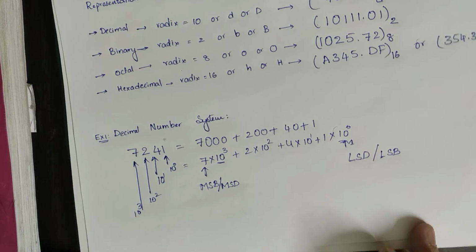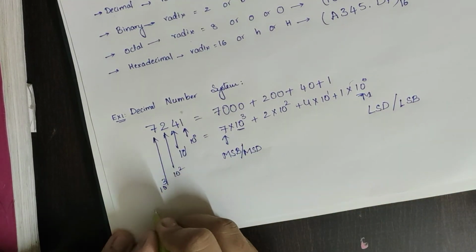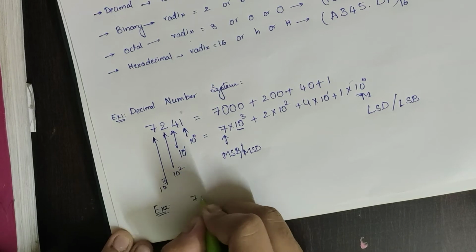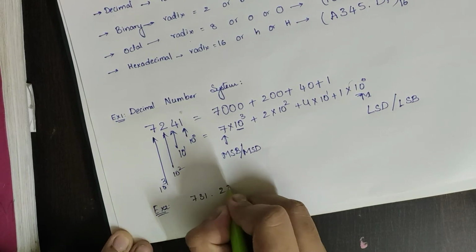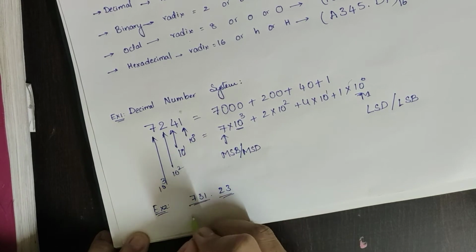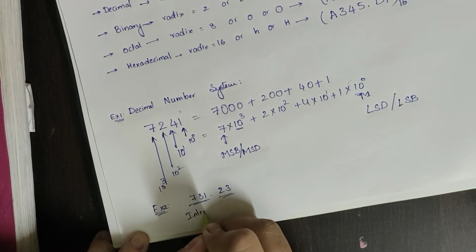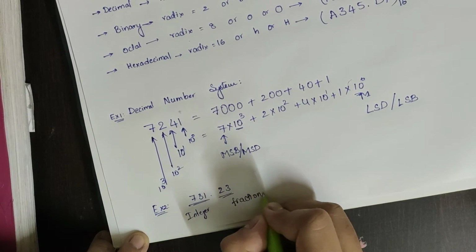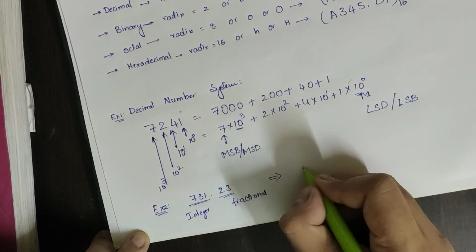Let's take a fractional number so that it will be very easy for you to understand. Example 2, 731.23. So you have an integer part and a fractional part. How do you represent this in the decimal number system?